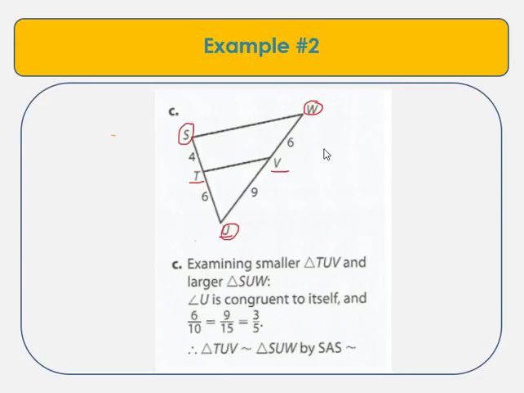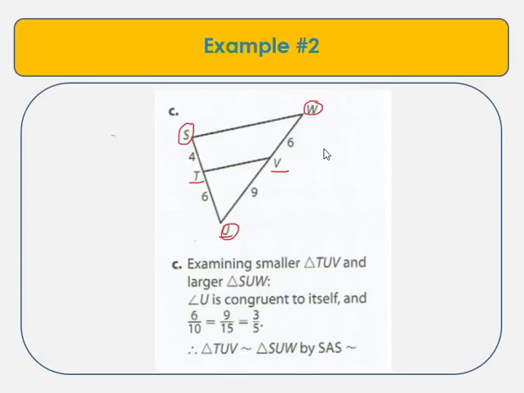So we have a larger triangle and the smaller triangle. Angle U is congruent to itself. So angle U is congruent to angle U by reflexive property. Now let's set up our ratios and see if they work.